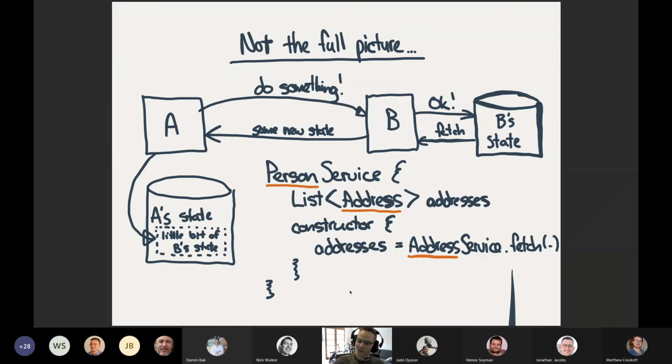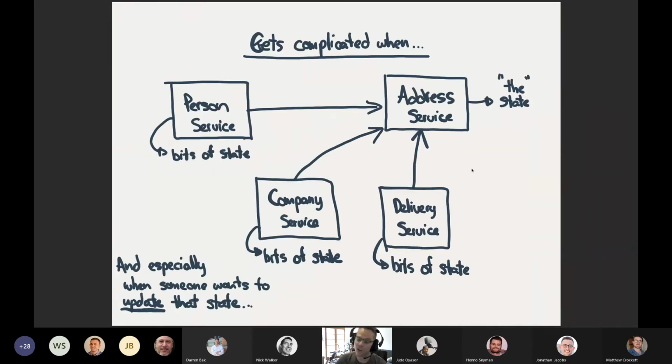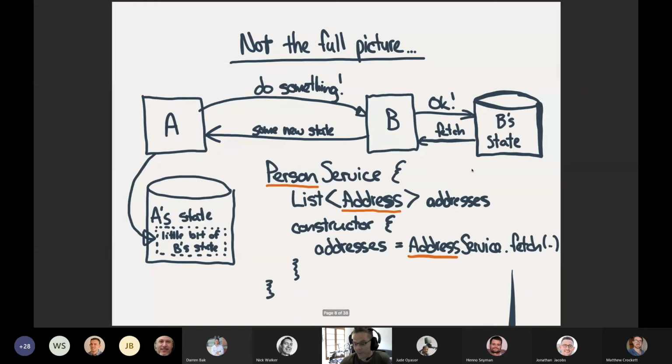So in my crappy notation, I'm showing that A's got a little bit of B's state inside his state. And there it is, you can actually see it, the list of addresses in the code here. None of us should be surprised by this, right? Okay, so it gets a little bit more complicated, but there's nothing really wrong with this. There's nothing wrong at all with this.